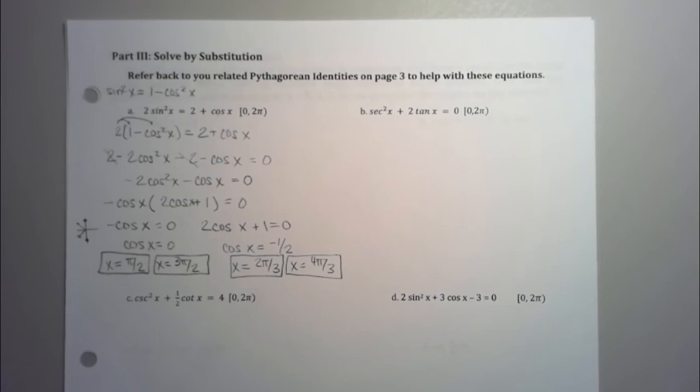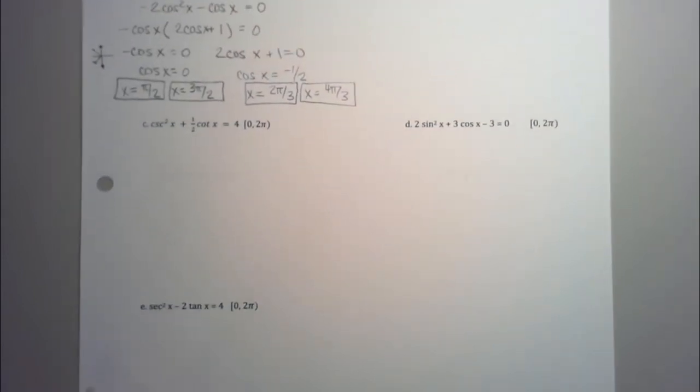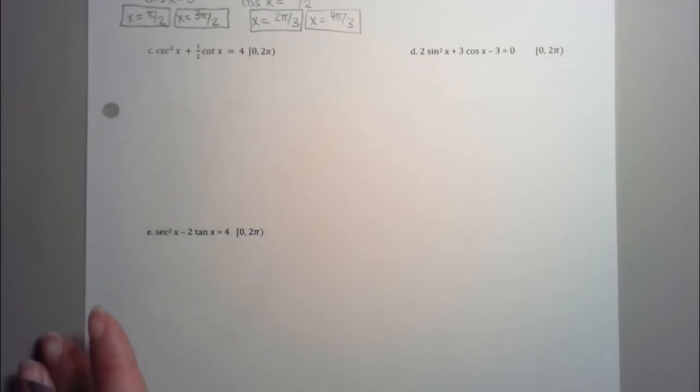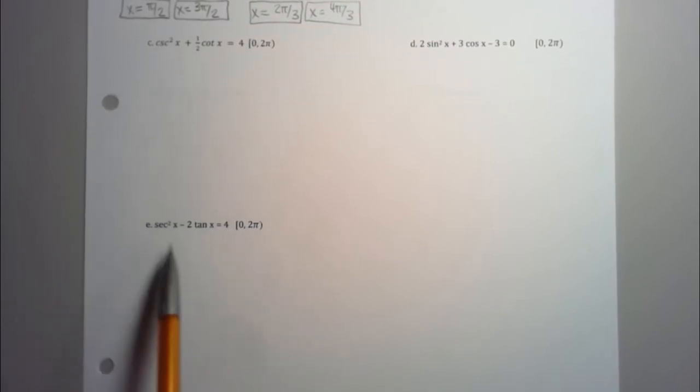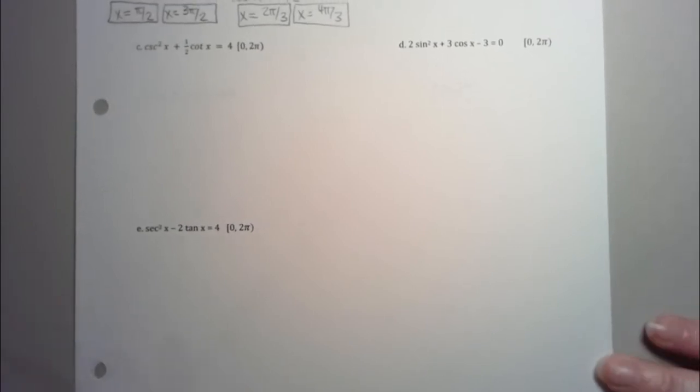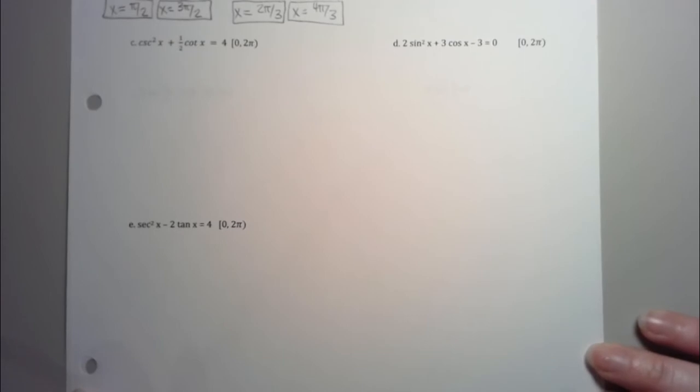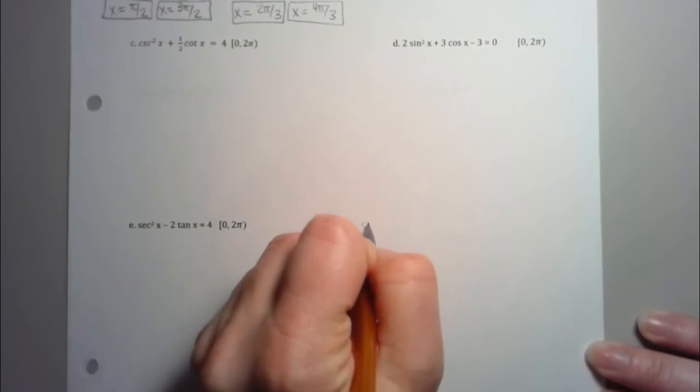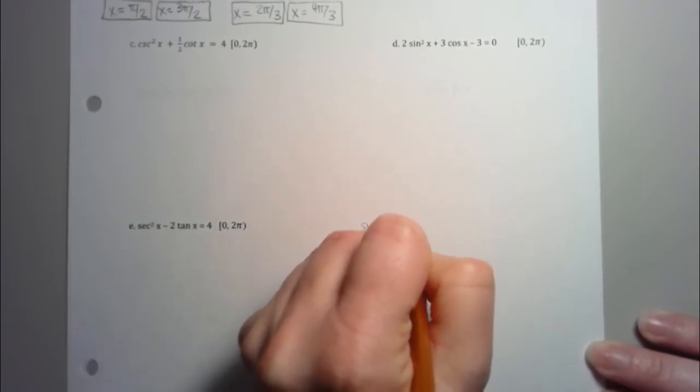Normally I'd ask if there's any questions, but I can't. All right, let's look for another one that looks fun. So this one has secant squared and tangent in it. So I'm looking at letter E now. So I'm going to have to figure out an identity that I could plug in for secant that's in terms of tangent. So I'm going to derive that right over here real quick.